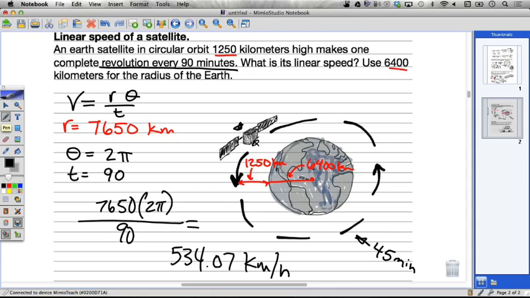It's minutes. That's pretty fast. 534 kilometers, not per hour, but per minute. But it's got to go a long distance, so you would expect that to be traveling in a relatively fast time. Questions? If you left your answer in terms of pi, or have it in decimal format, it's okay.